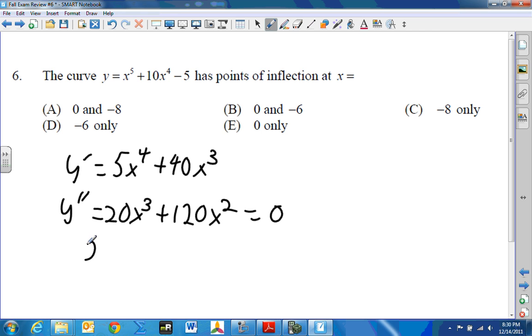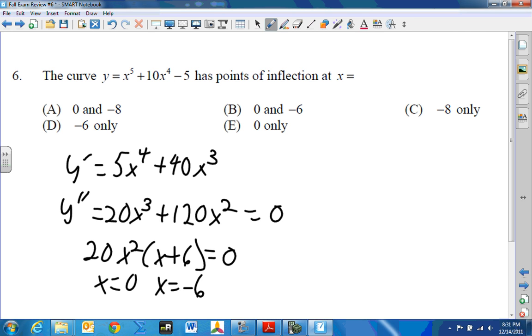We're going to factor out a 20x squared, and we get x plus 6 equals 0. So we have x equals 0 and x equals negative 6. And if we're not careful, we jump immediately to b and mark it and move on. However, remember that for points of inflection, the concavity has to actually change.